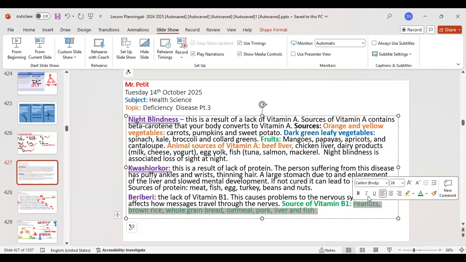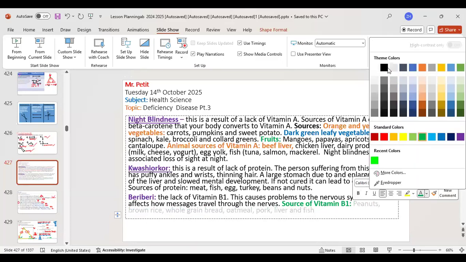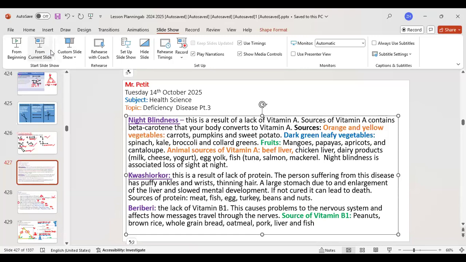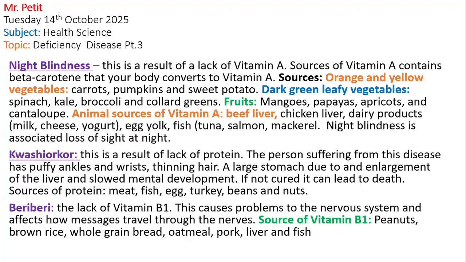Okay, that is it. I can't give you any more notes, because we have to move on to general science. Okay, so quick recap.